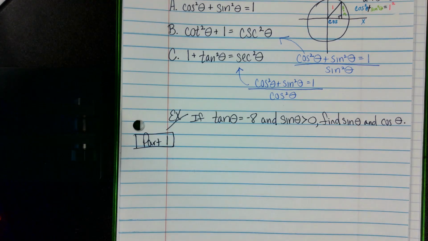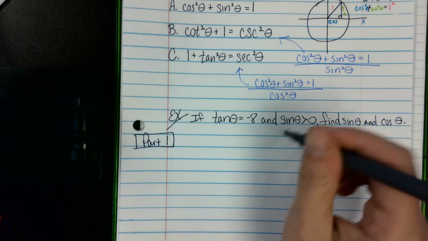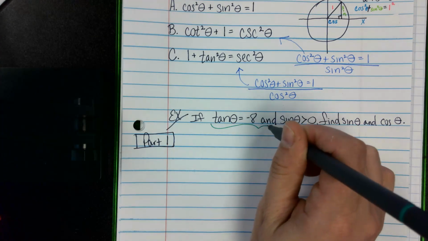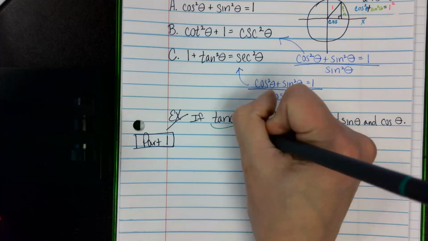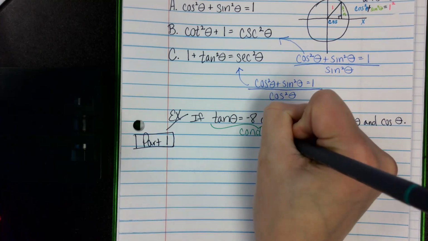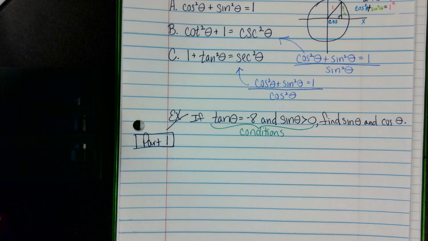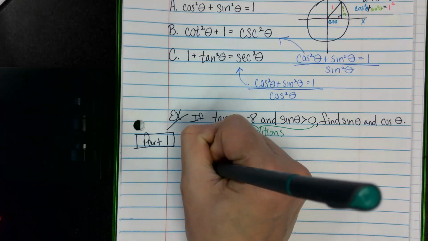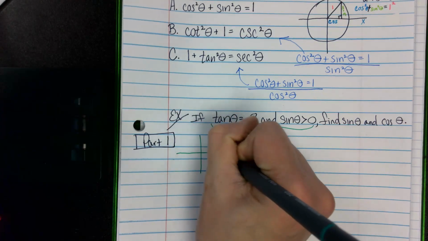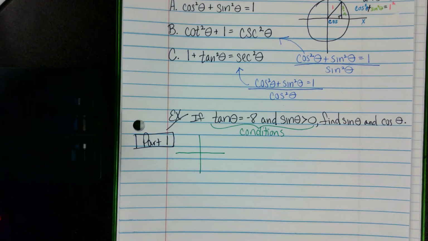For part 1, we're going to take these conditions. We're given some conditions right here in the problem. We're going to use those conditions to find out where this problem is taking place on our map. We need to make a quadrant map to find out which quadrant this problem is taking place in.